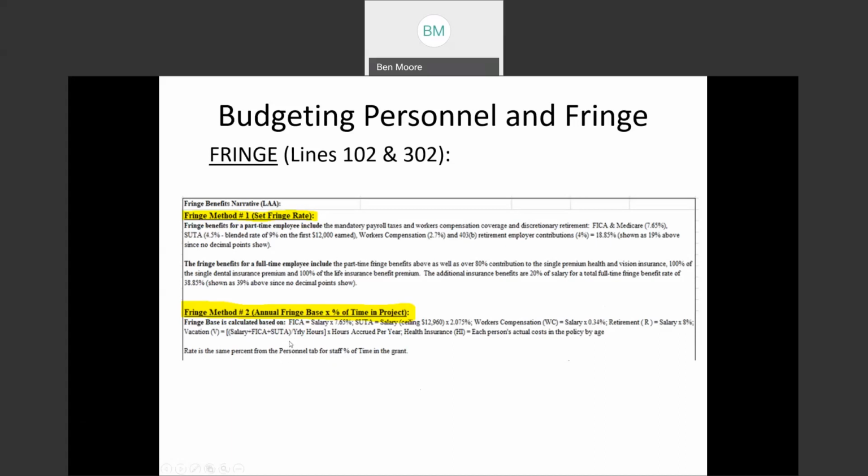So that's where we mentioned if you use the second method where you calculate fringe separately, you would need to use the same percentage of time that employee is spending in this particular grant. You would carry that number over from the personnel tab.